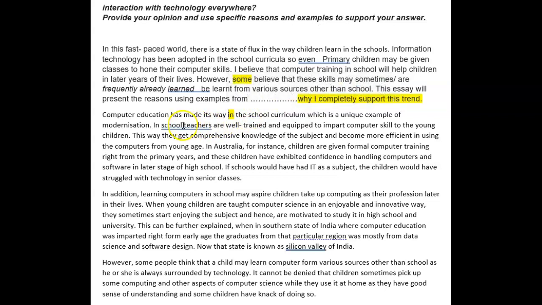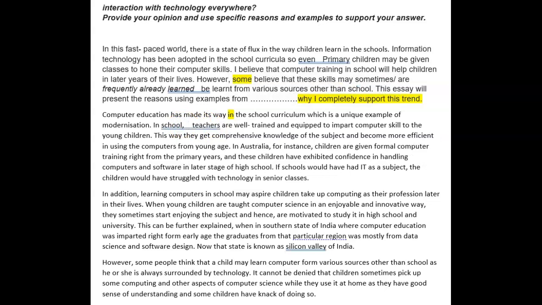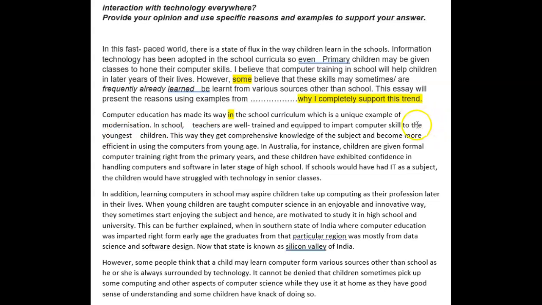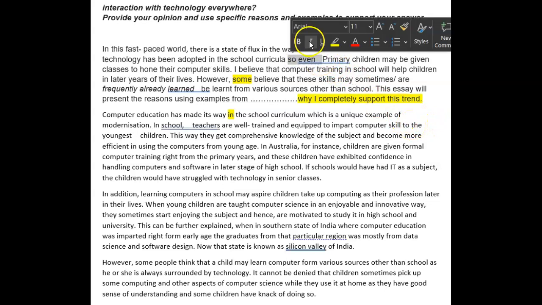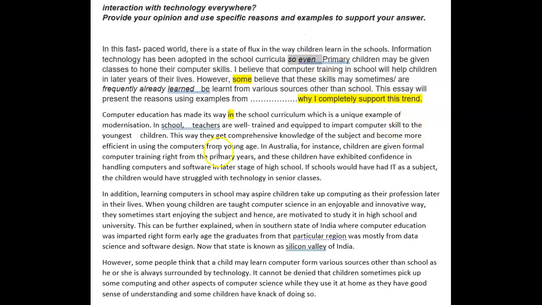In school, teachers are well trained and equipped to impart computer skills to the younger, now you can't have just either, to young children or to the youngest, or to even the youngest of children. Well, we had here even. These are your emphatic sort of making your point. This way, they get computer knowledge of the subject and become more efficient in using computers from a young age.